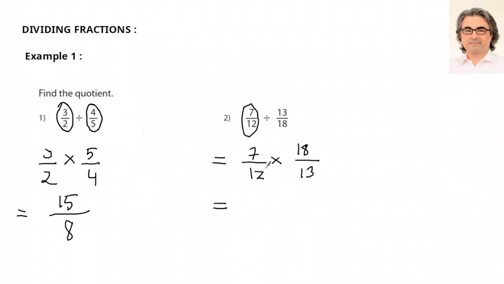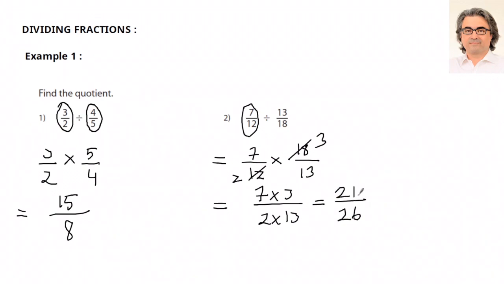Now, if you divide 12 and 18 by 6, you will get 3 for 18, and 2 for 12. So 7 times 3 over 2 times 13. 7 times 3 is 21, 2 times 13 is 26. There is no simplification with these two numbers. I think you understand very well how we may make the division operation algebraically.